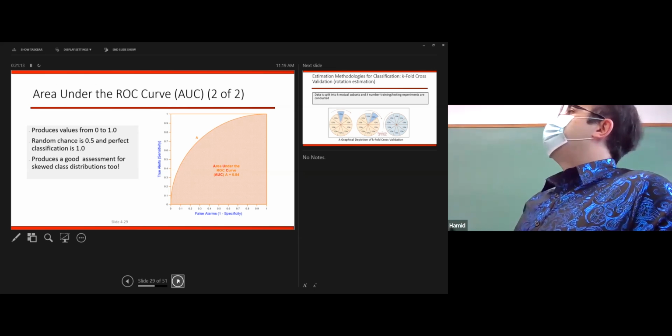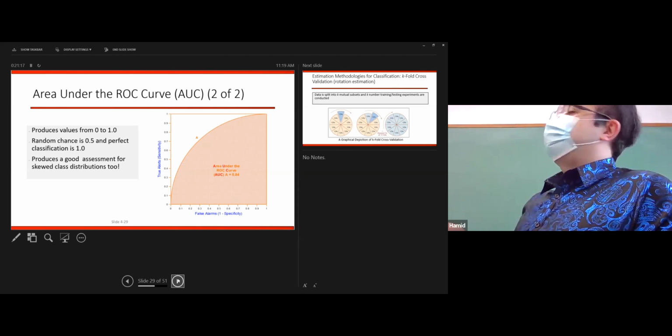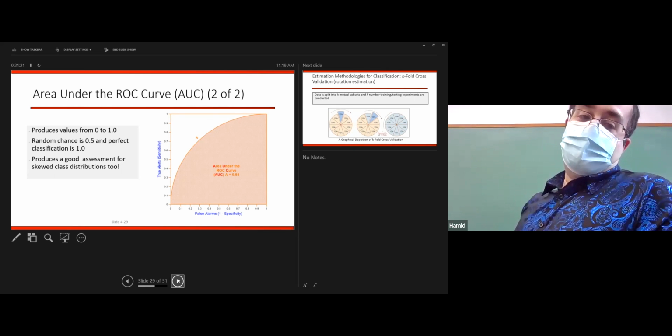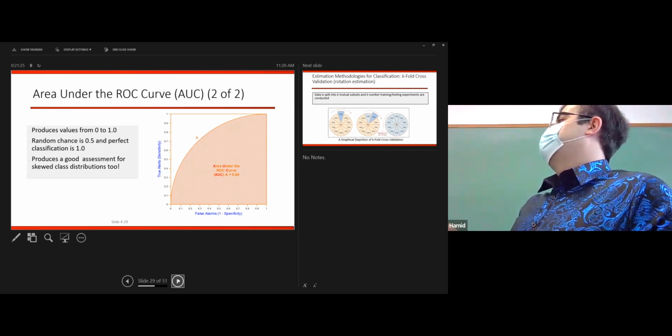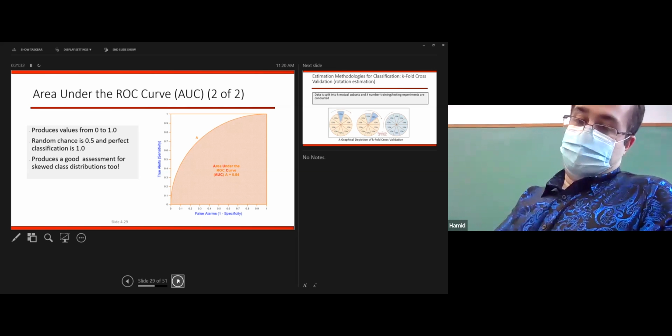And when you look at some papers, this is one of the most common performance measures. So near 0.5 means just tossing a coin. Near 1 means having a very good model that can have high true positive and true negative rates.